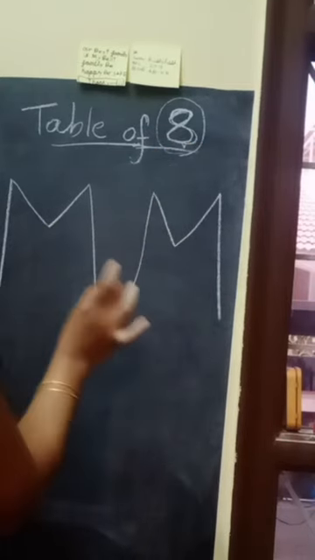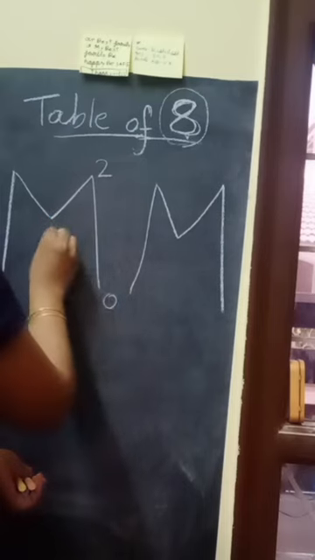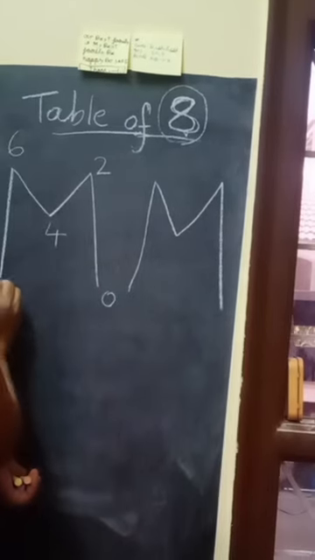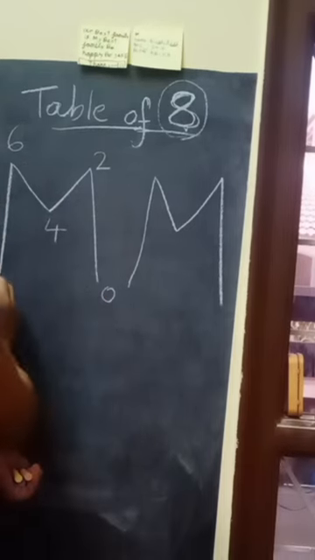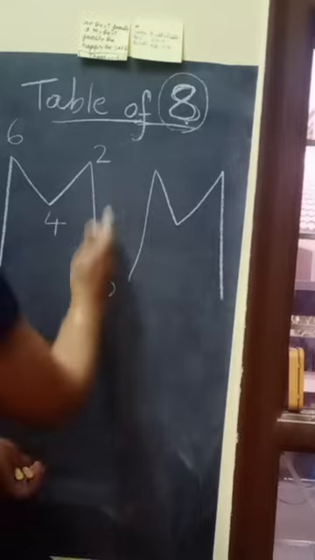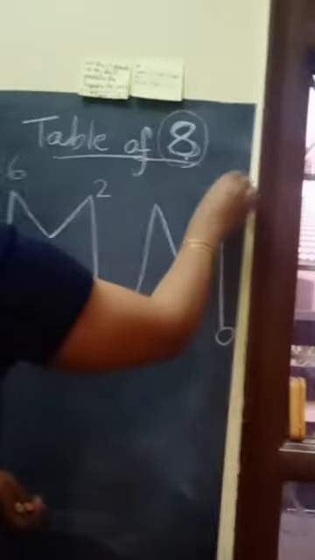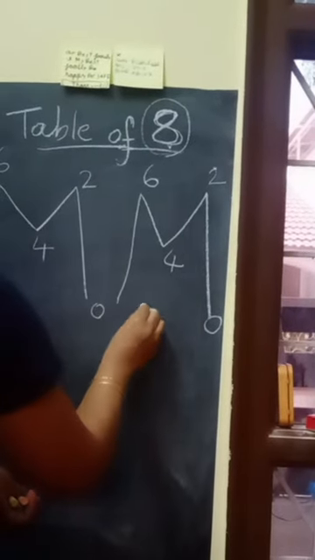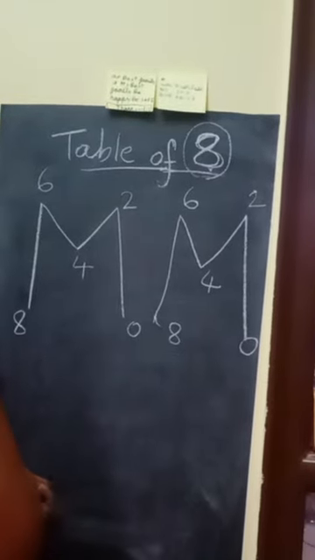we will deal only with even numbers. 0, 2, 4, 6 and 8. We will go like this. Okay. We will write M like this. And we will write the other numbers like this. Same way. 0, 2, 4, 6 and 8. Okay. Now, what should we write?